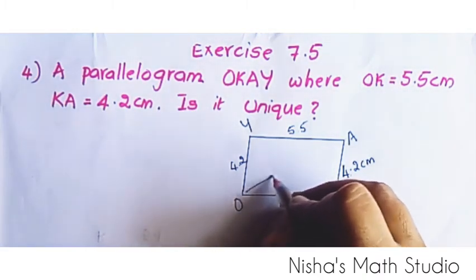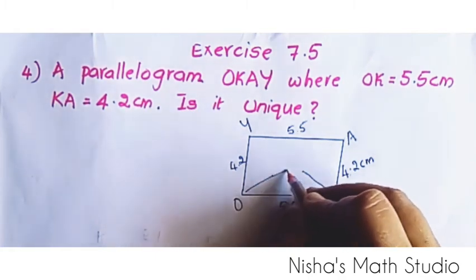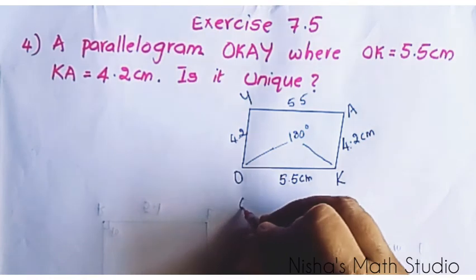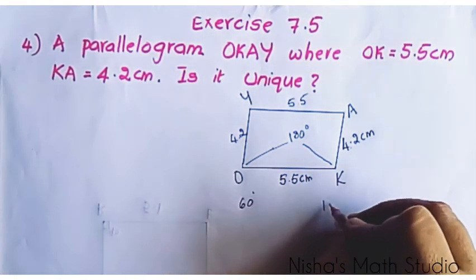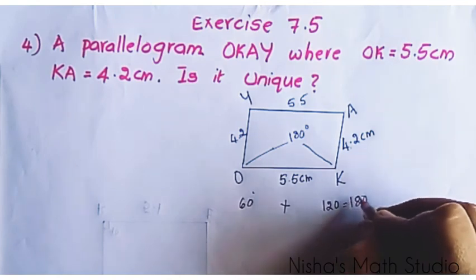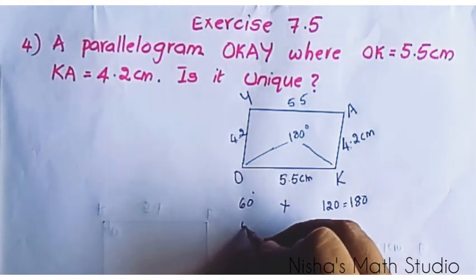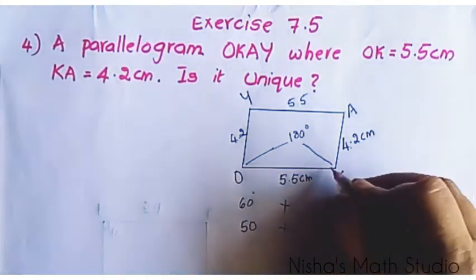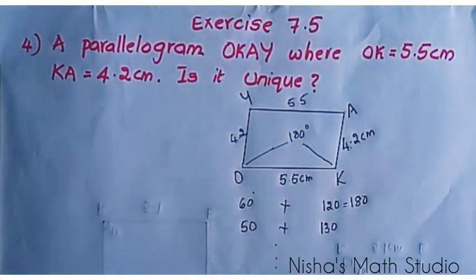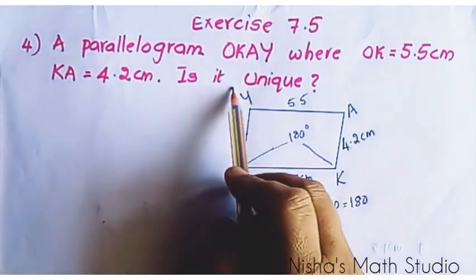How? We know that the sum of the adjacent angles should always be equal to 180. So if I take this as 60 degree, I have to take this as 120. So total it will give you 180. Or if I take this as say 50 degree, I can take this angle as 130 and we can have different combinations. So is it unique?